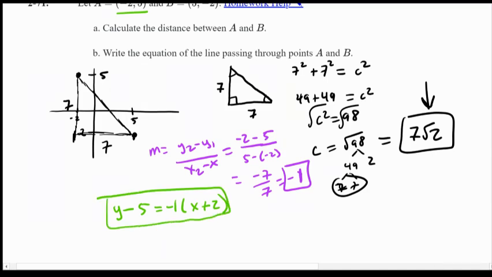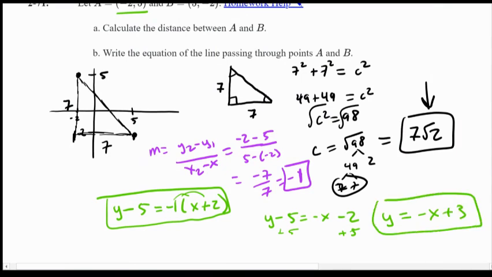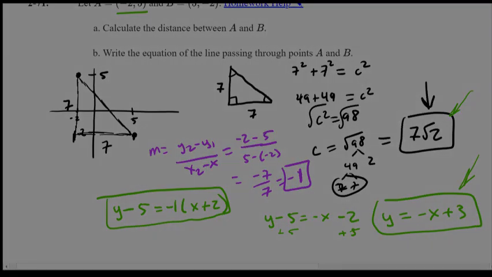If I wanted it in slope intercept form, I could distribute and get y minus 5 equals -x minus 2, add that 5 to both sides, get y equals -x plus 3. So either of those works depending on what form is more helpful to you. Point slope is quicker, slope intercept is usually more helpful. So we got our distance between the 2 points, and we have the equation of that line.